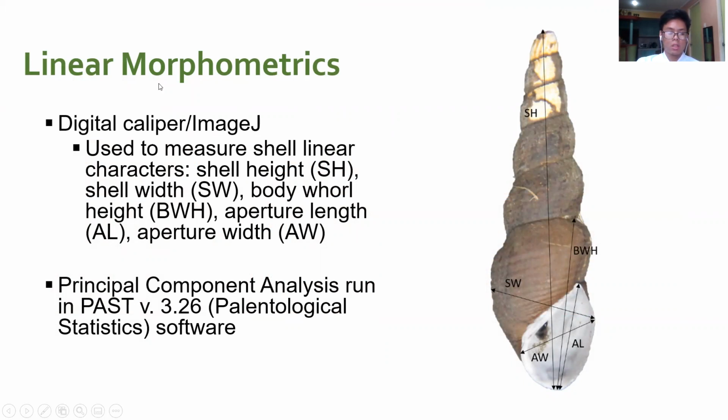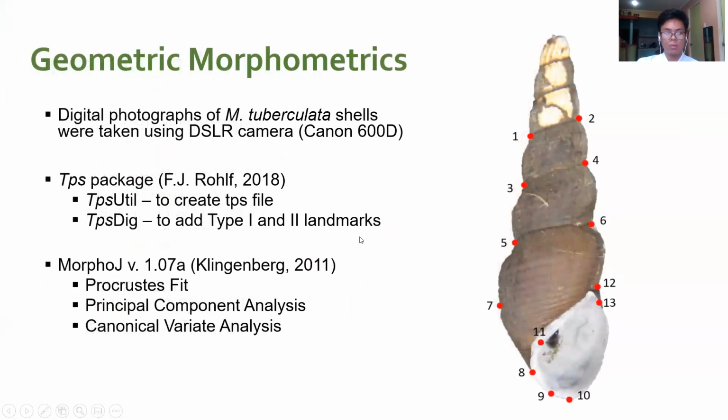Upon collection of these snails, they were subjected right away to linear morphometrics, where shell height, shell width, body whorl height, aperture length and aperture width were measured using a digital caliper or ImageJ software, and these were exported to PAST version 3.26 software to run principal component analysis.